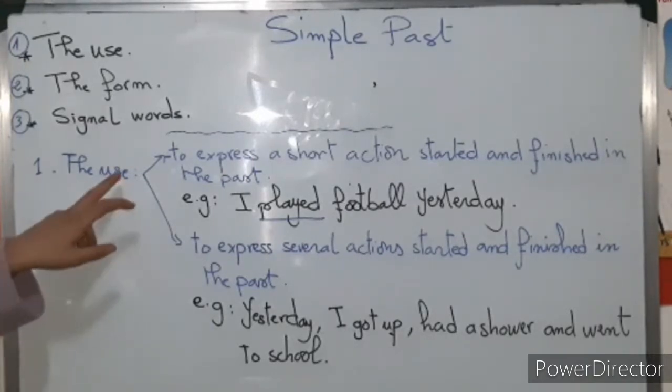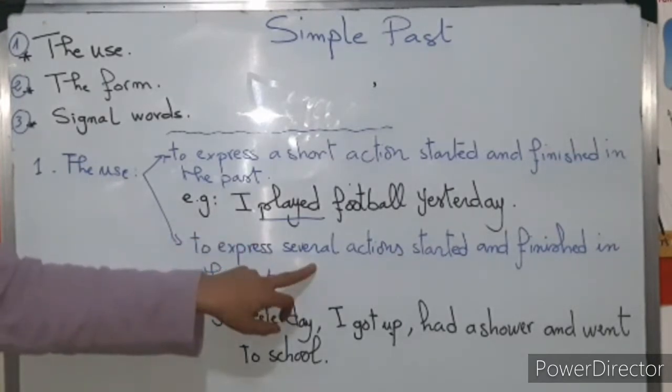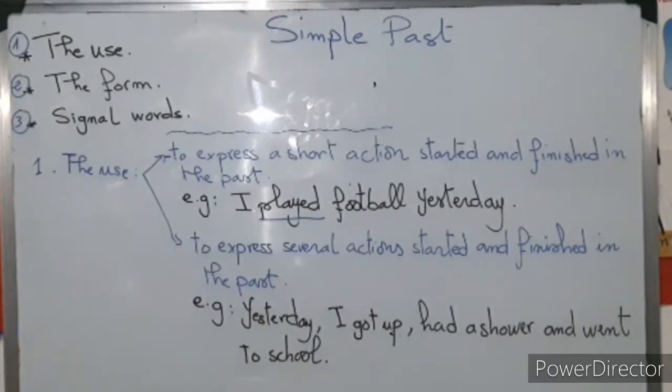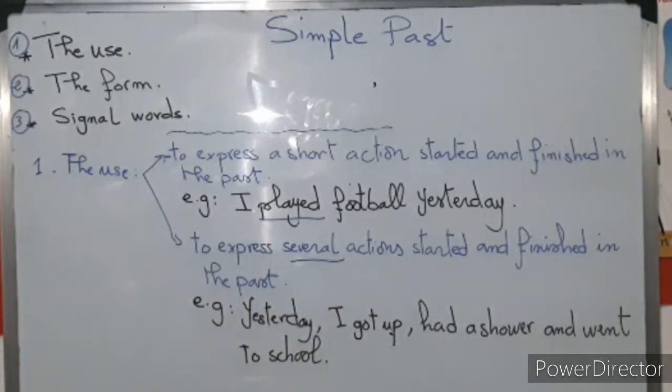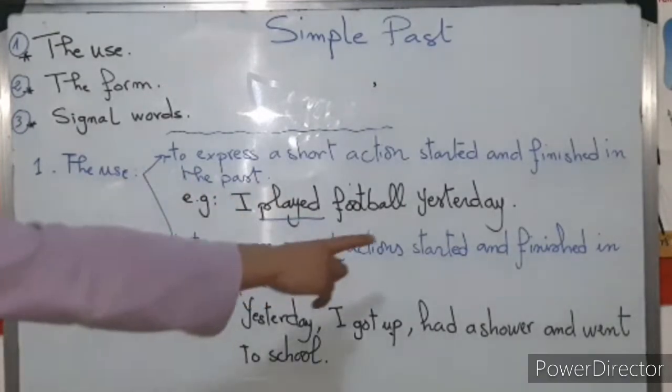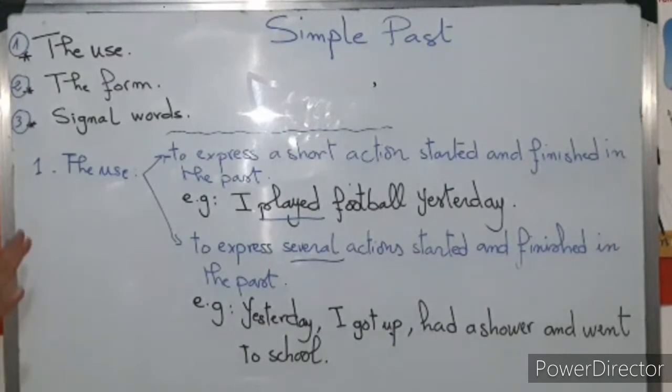Okay? The second use is to express several actions. When I say several actions, I mean a lot of actions, different actions, many actions. They could be, by the way, successive actions or different actions in the past. And sure, they have started and finished in the past. Okay?